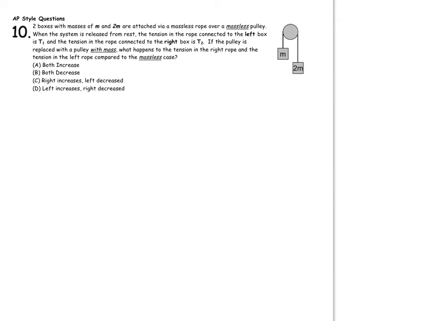All right, so we're going to start off with a multiple choice problem here. So we have a situation with an Atwood machine, two boxes connected by a rope over initially a massless pulley. And so the problem tells us that the tension in the rope connected to the left box is going to be T1, and then we have the force of gravity acting on that box. I'll call that FG1. And the tension in the right rope is going to be T2, and we have the force of gravity acting on that box, FG2.